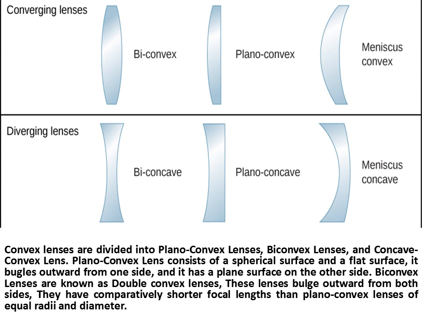Convex lenses are divided into plano-convex lenses, biconvex lenses, and concave convex lens. Plano-convex lens consists of a spherical surface and a flat surface. It bulges outward from one side, and it has a plane surface on the other side. Biconvex lenses are known as double convex lenses. These lenses bulge outward from both sides. They have comparatively shorter focal lengths than plano-convex lenses of equal radii in diameter.